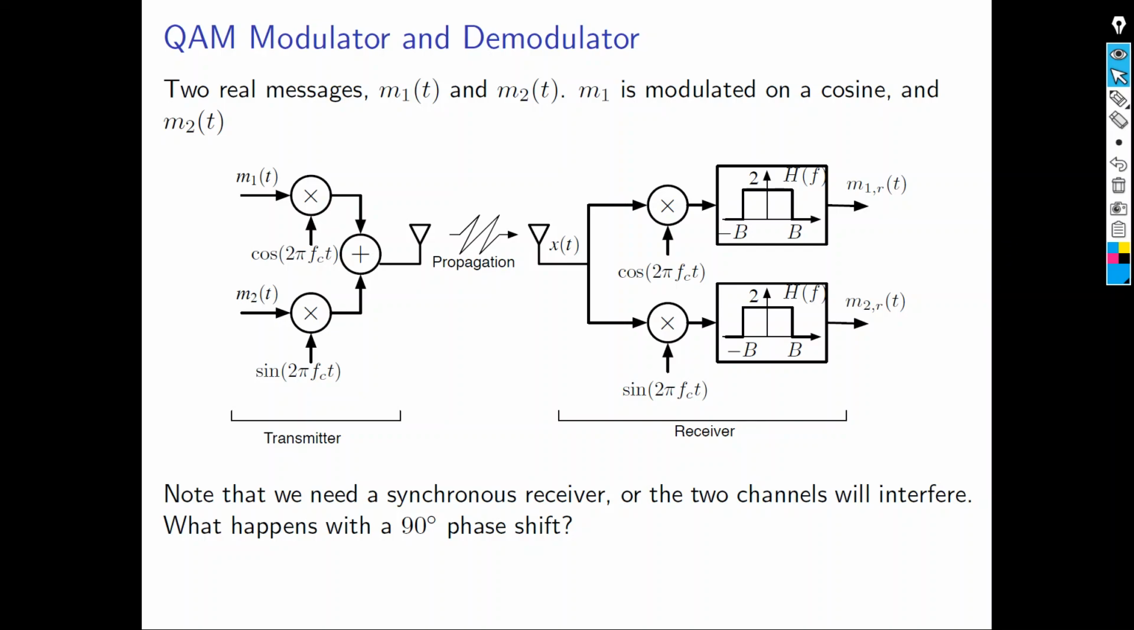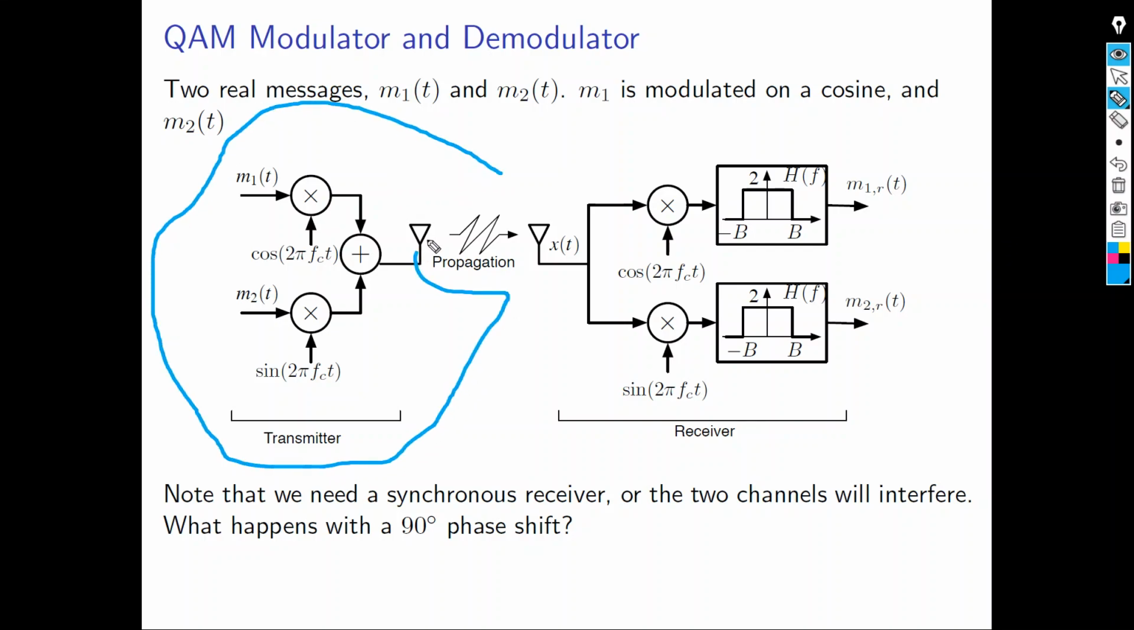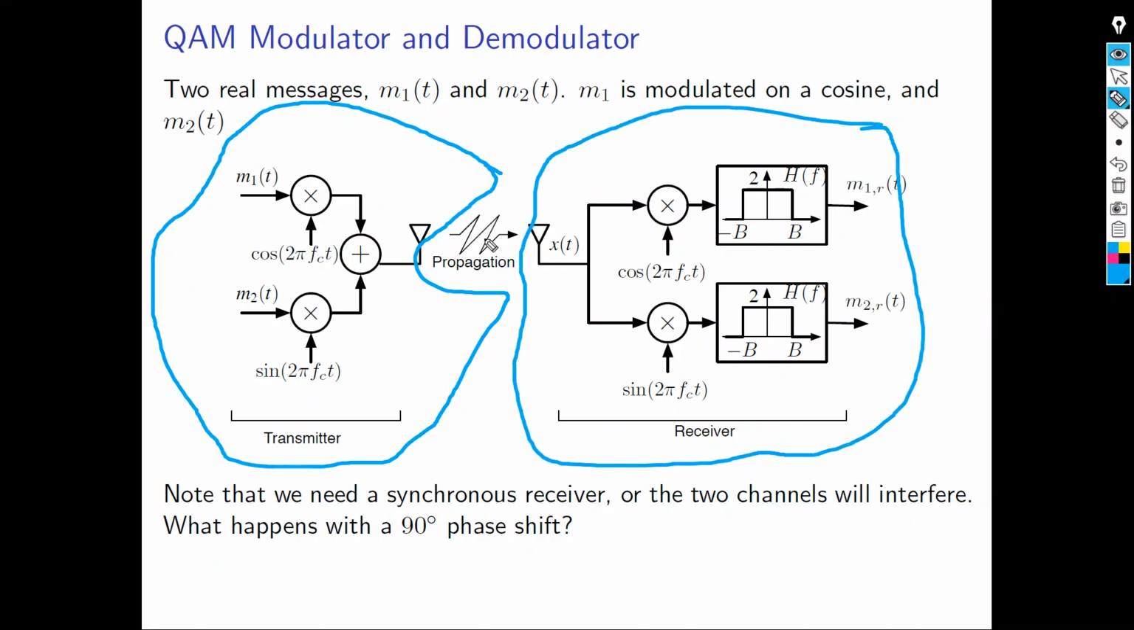So let me show you the basic block diagram. Two real messages, M1 of t and M2 of t. M1 is modulated on a cosine and M2 is modulated on a sine. And this is basically your transmitter. So here you have the transmitter part, and here you have the receiver part, and here you have the channel, the medium, the propagation environment. This is h, we call it the channel.